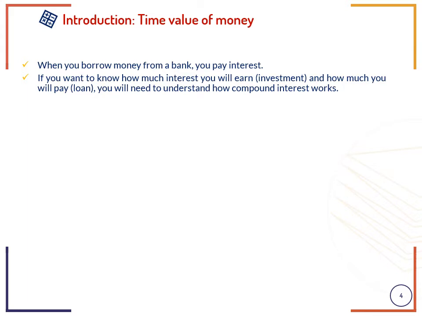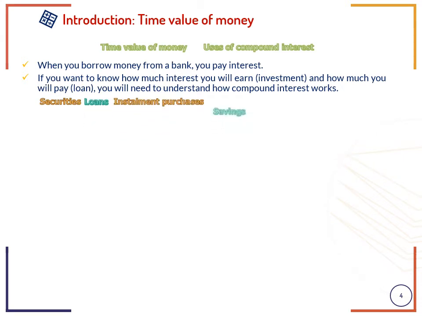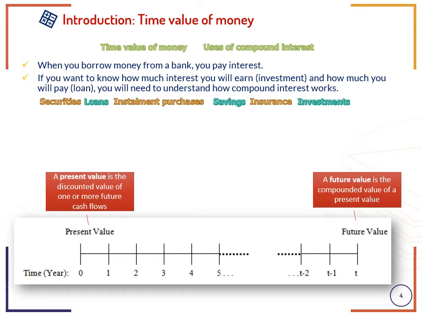In this chapter, we will discuss the time value of money and the use of compound interest in various financial fields. We can apply this concept to the valuation of different securities, loans, installment purchase, savings, insurance, and investment. This is time value of money.